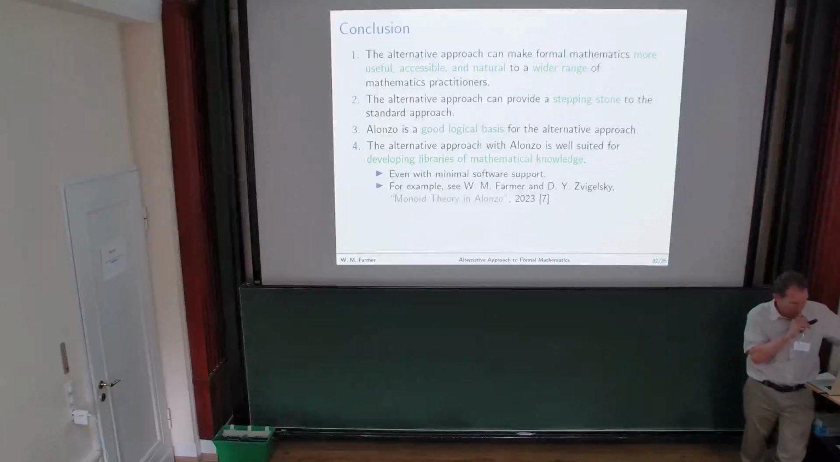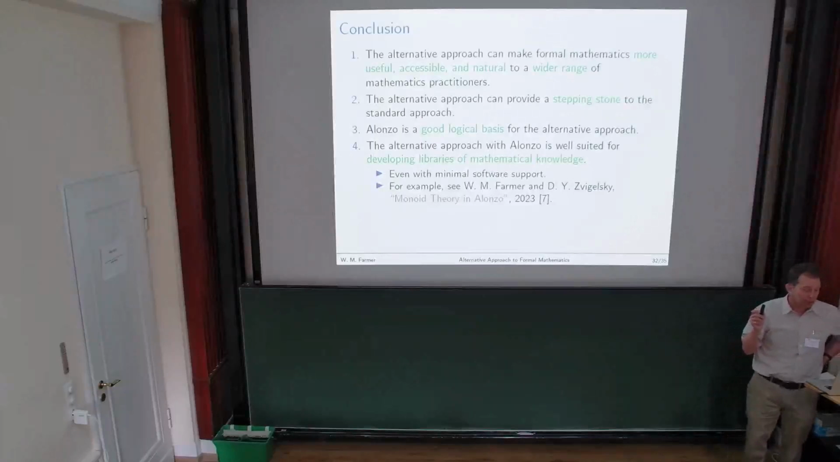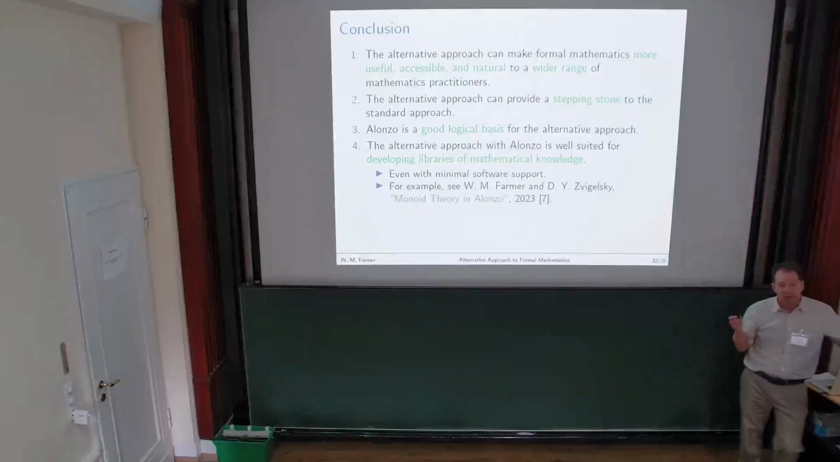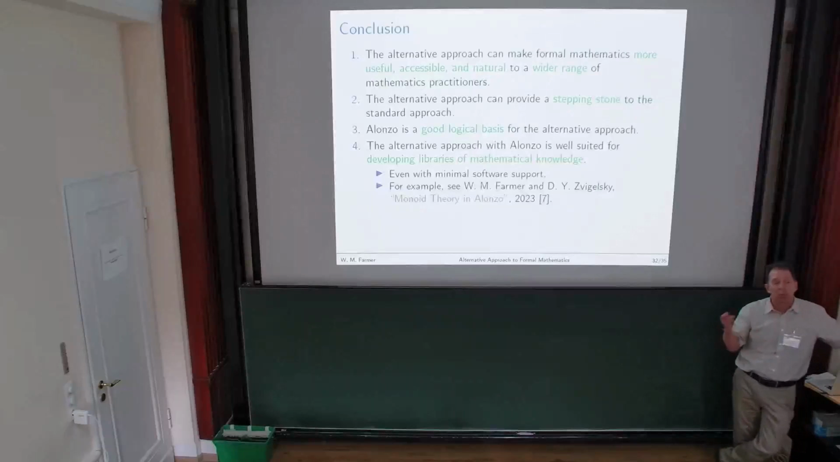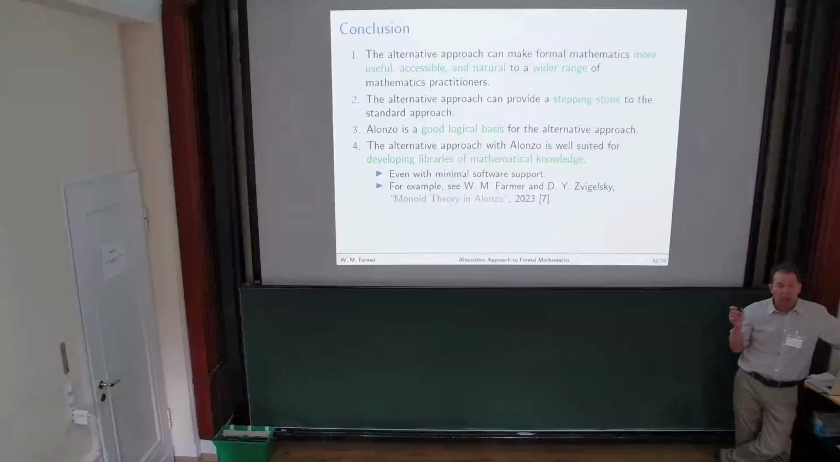And so, here's my conclusion. I think this alternative approach can make mathematics, formal mathematics, useful, accessible, and natural to a wider range of mathematics practitioners. This approach can be used as a stepping stone to get more people using the standard approach. I think Alonzo is a good logical basis for this approach. And this approach is also well suited for developing libraries of mathematical knowledge using the little theories method, even with very minimal software support, even with just LaTeX macros and environments.